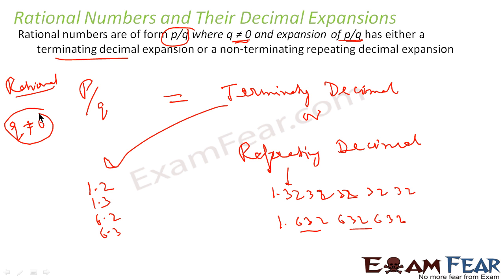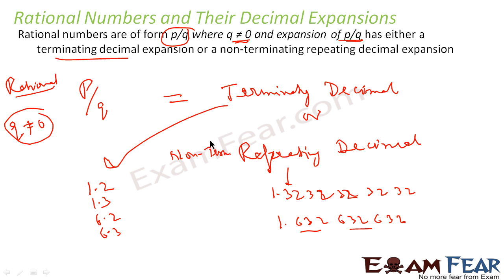If it is not terminating, it is a non-terminating repeating decimal. It should never be non-terminating, non-repeating. It should be either terminating, or in case it is not terminating, it is a non-terminating repeating decimal. For example, 1.32, 32, 32, 1.632, 62, 62, 1.47, 47, 47, like that. Correct? Let me repeat once again, it's a very crucial thing.